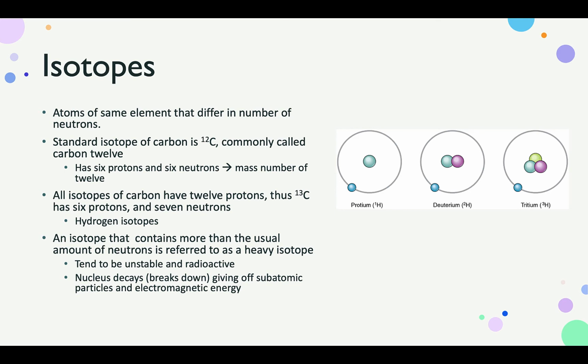Another example can be hydrogen, which in its most common form has no neutrons and is called protium. The isotope of hydrogen with 1 neutron is called deuterium, and with 2 neutrons would be called tritium. An isotope that contains more than the usual amount of neutrons, including deuterium and tritium, is called a heavy isotope, and these are typically unstable and radioactive. Radioactive isotope nuclei readily decay or break down, giving off subatomic particles and electromagnetic energy, which in large amounts are damaging to human and animal cells and plants, but in controlled amounts can be useful for diagnostics in modern medicine.